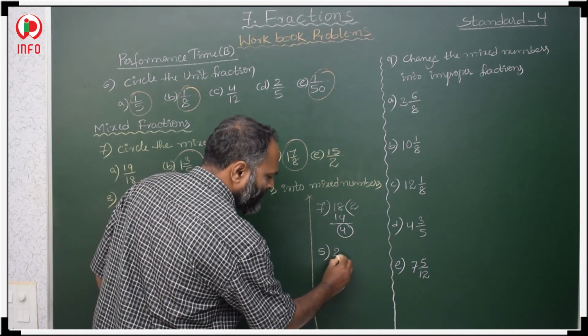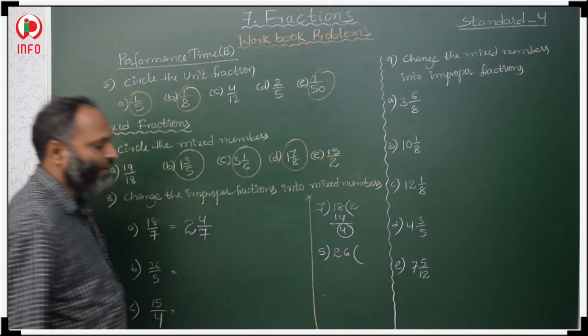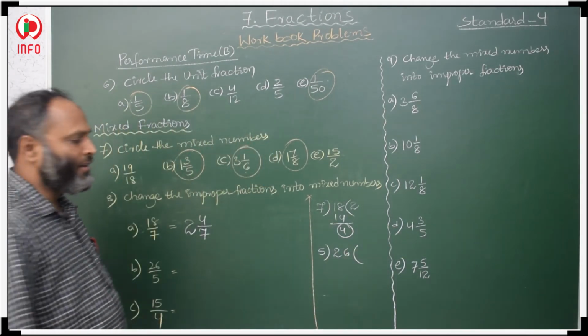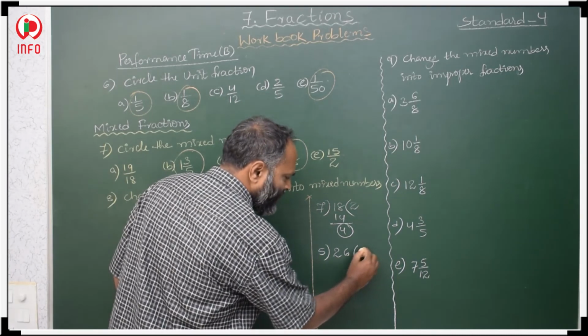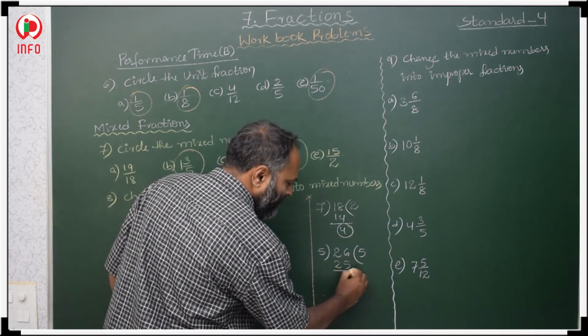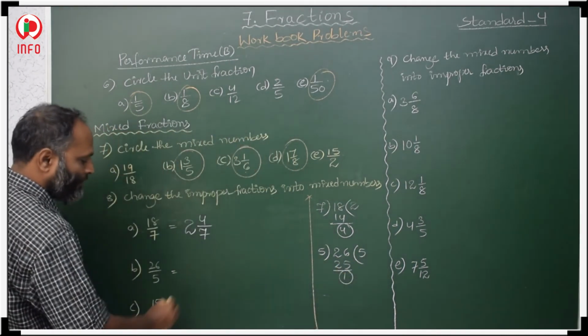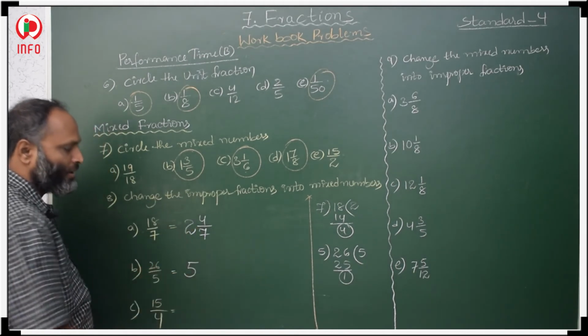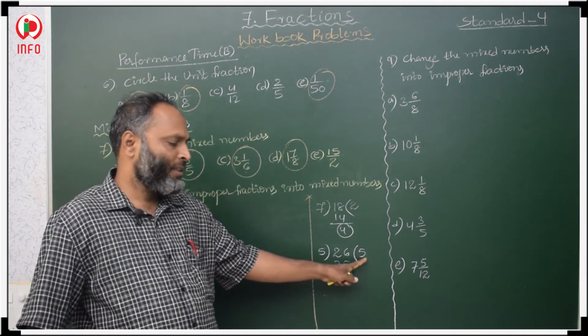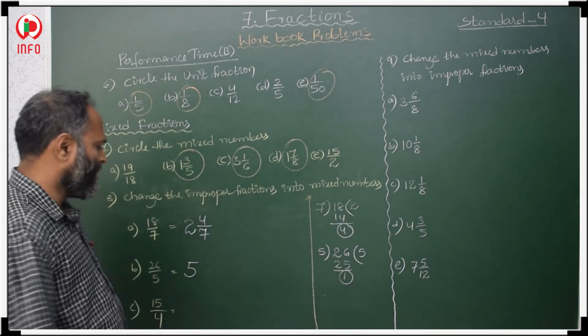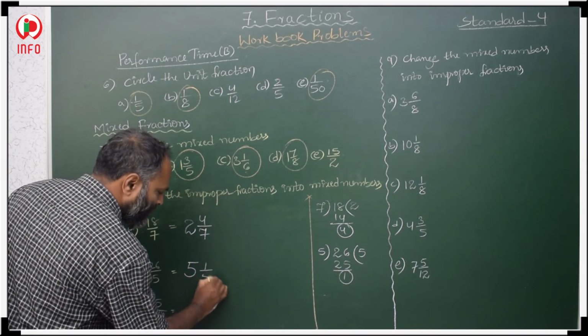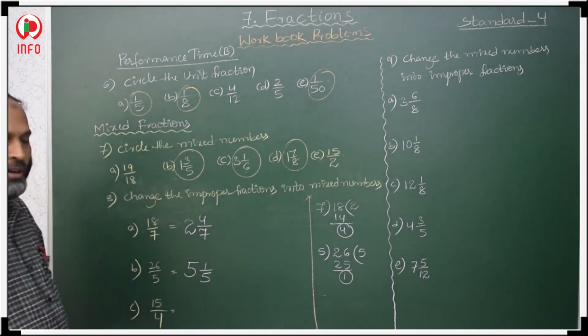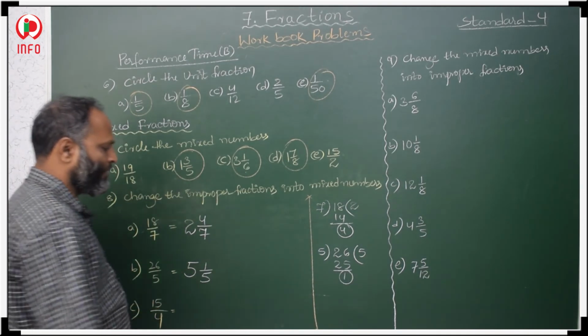In the 5 table, when you get 26, 5 5s are 25. 1 is the remainder. So first we have to write the quotient. Our quotient is 5. Then after that remainder by divisor, that is 1 by 5. Next, 15 by 4.